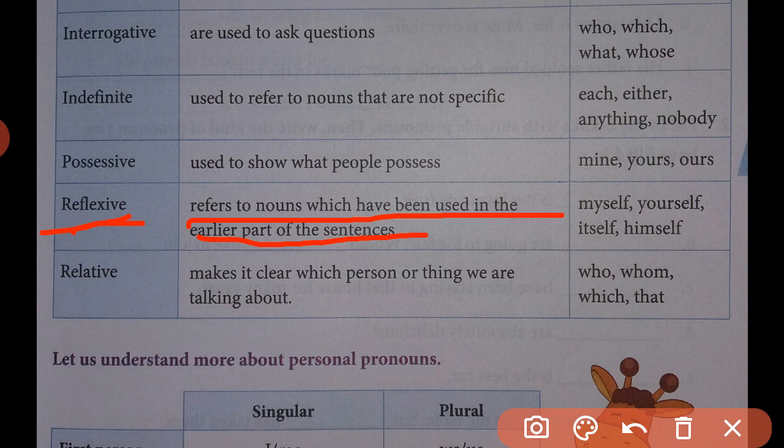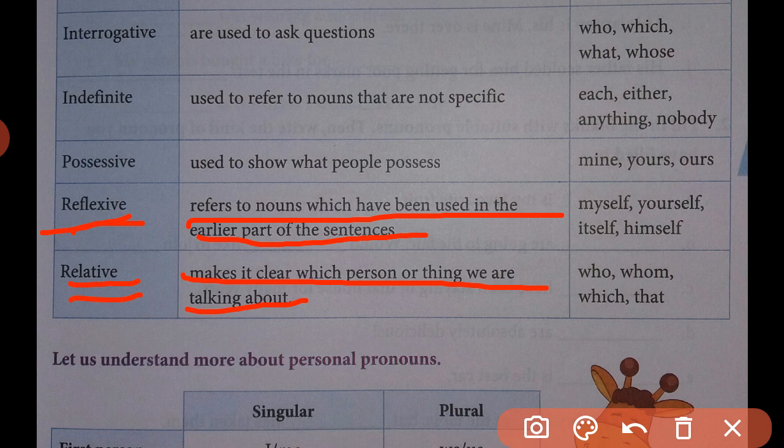Now let's move to understand the relative pronouns. As per the table, we can define relative pronouns: they make it clear which person or thing we are talking about. Whenever we use a relative pronoun in the sentence, it makes clear which person or thing we are talking about. That means there is no room left for any doubt in the sentence.